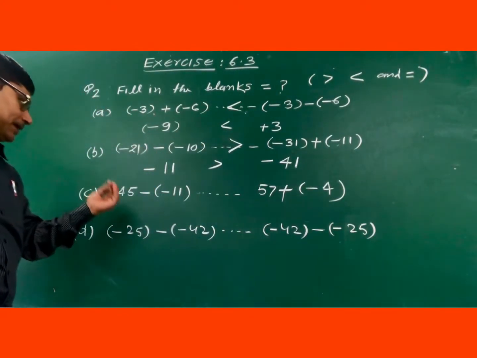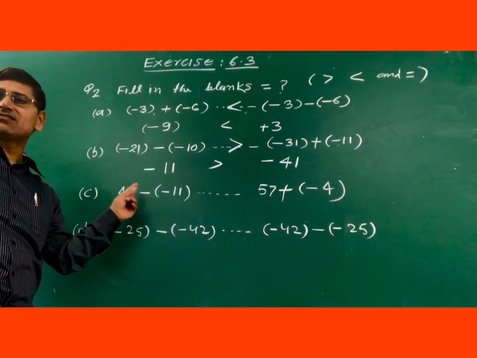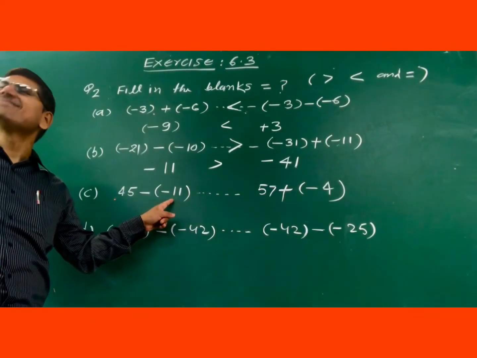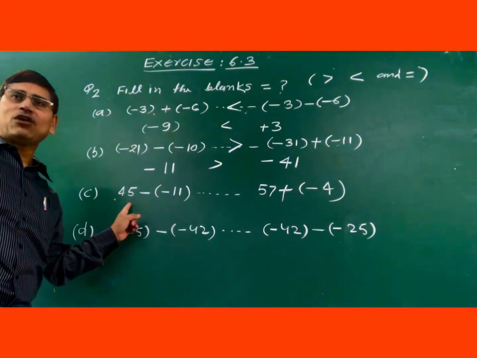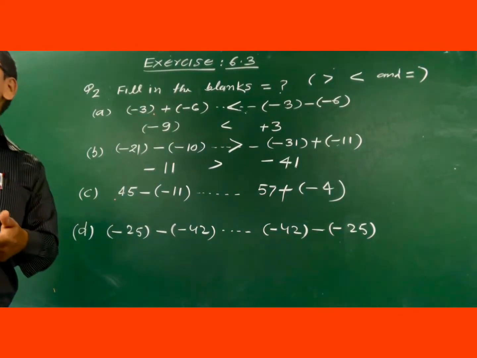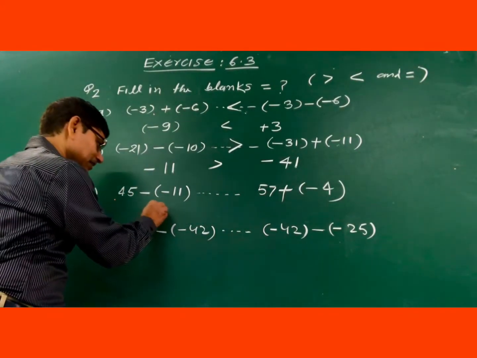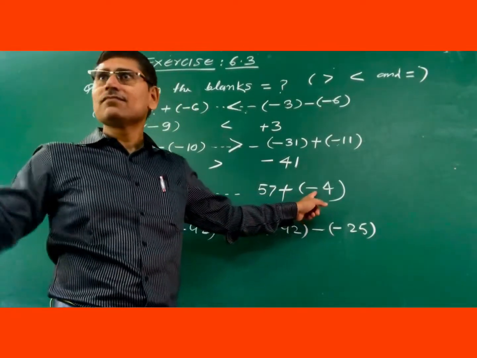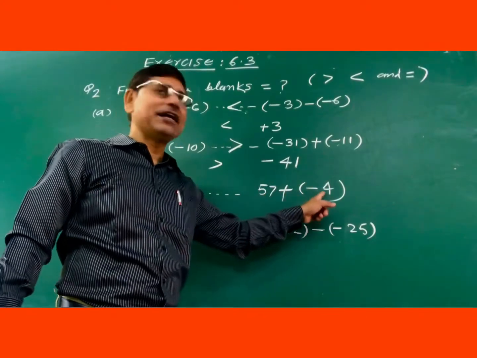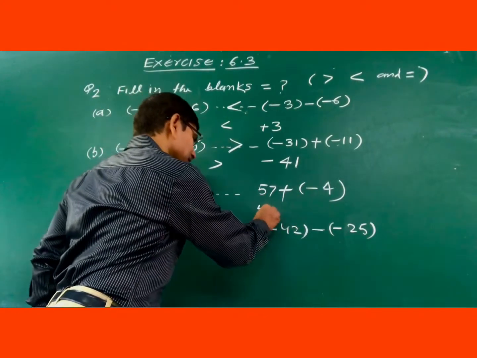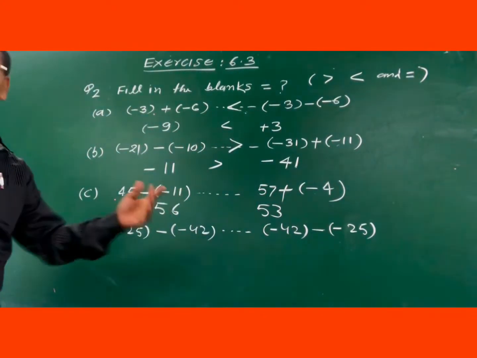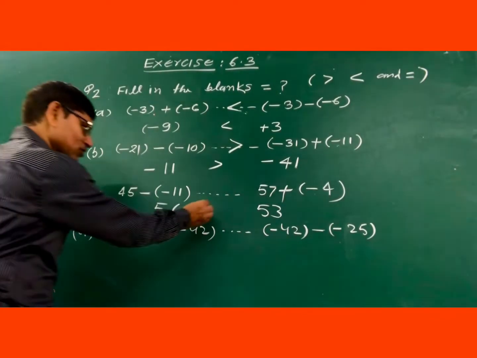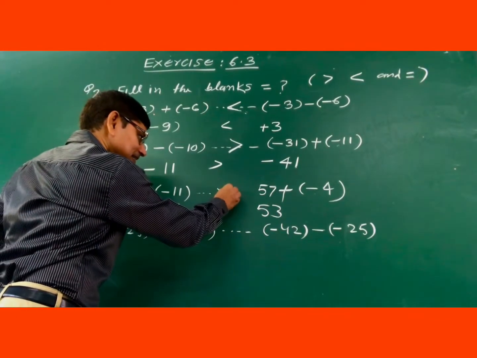Okay, after that, on simplifying this, minus and minus, plus 11 and 45, how much? 56. Correct. This is 56, and this is plus and minus, minus 57 minus 4, 53. So which one is greater? Both are correct. So you will mark this sign, that is this one.